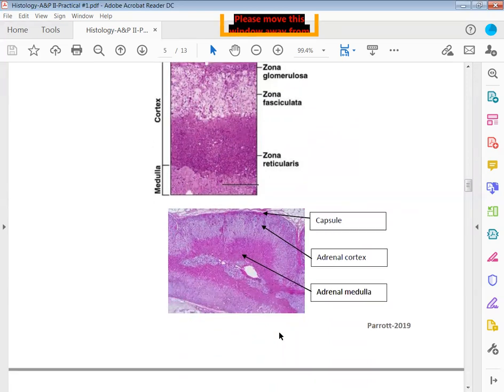Here is a zoomed out picture of the adrenal gland. So again, if I ask you organ or gland, it's going to be the adrenal gland. If I ask you to identify this top structure right here, it would be the capsule. Identify this general area would be the adrenal cortex. Identify this general area in here would be the adrenal medulla.